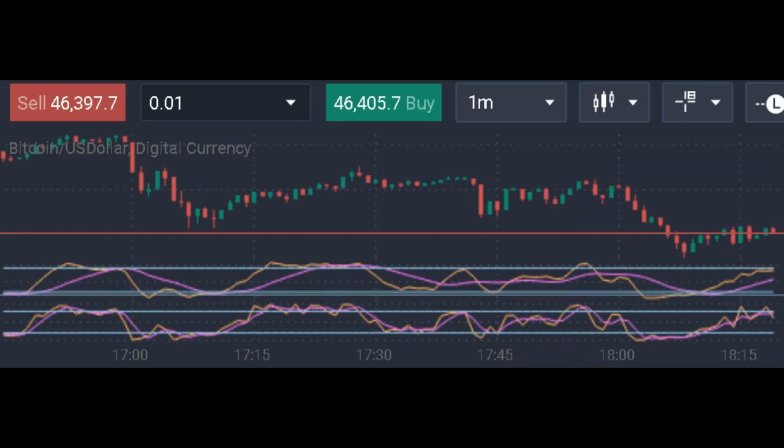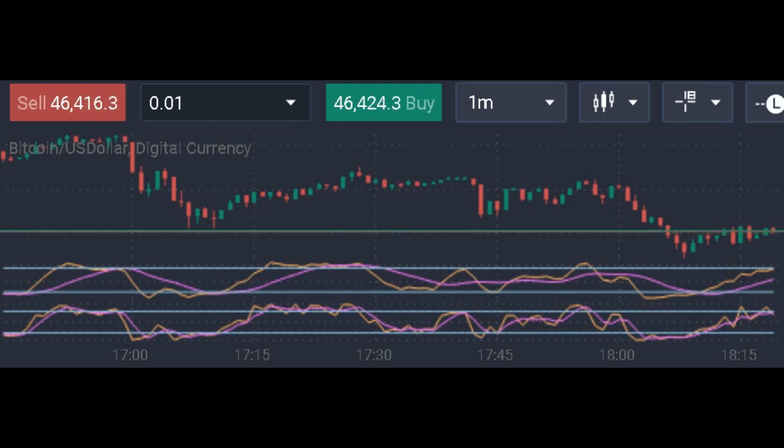It may be a waste of time. I don't recommend wasting your energy and your time if you're just getting in and out constantly, all right? So that, to me, is the main difference between the slow and the fast stochastics. I hope this was helpful to you.